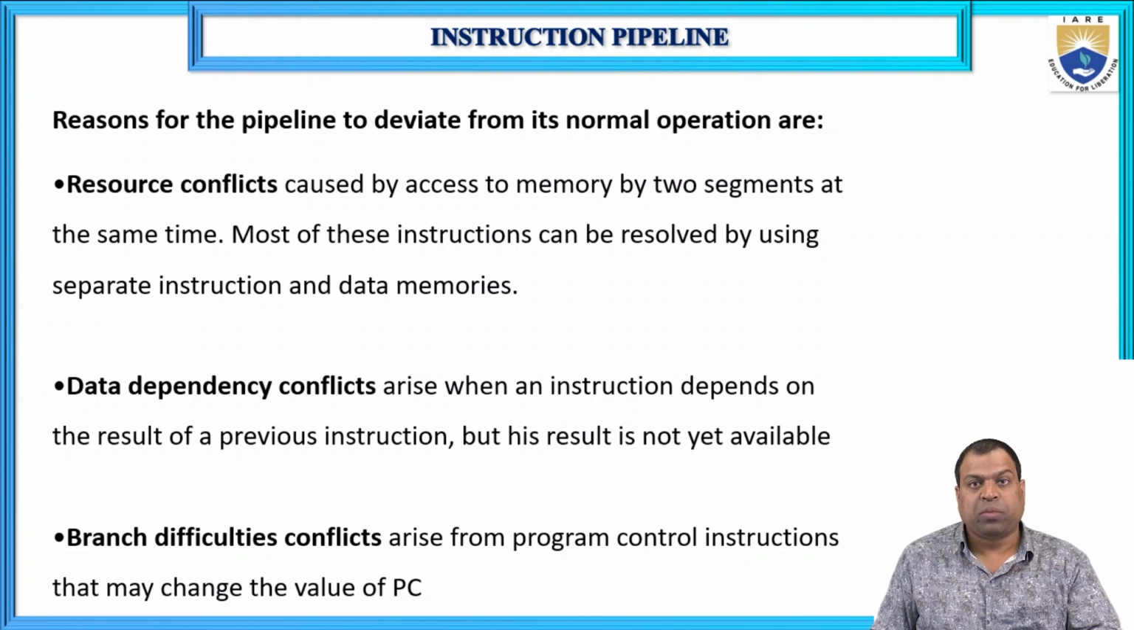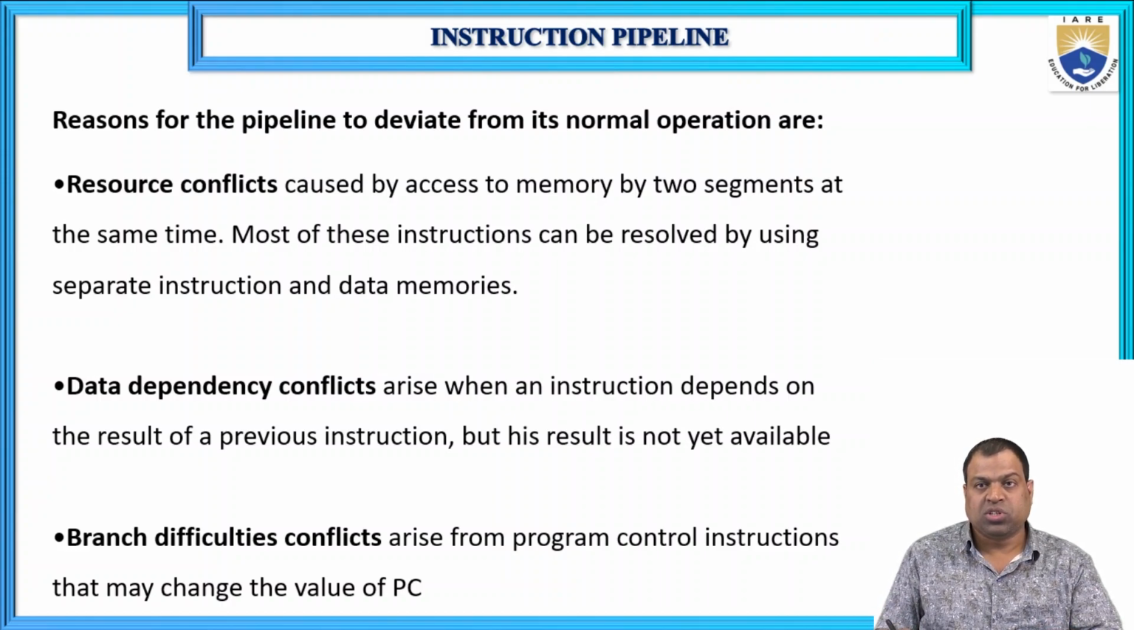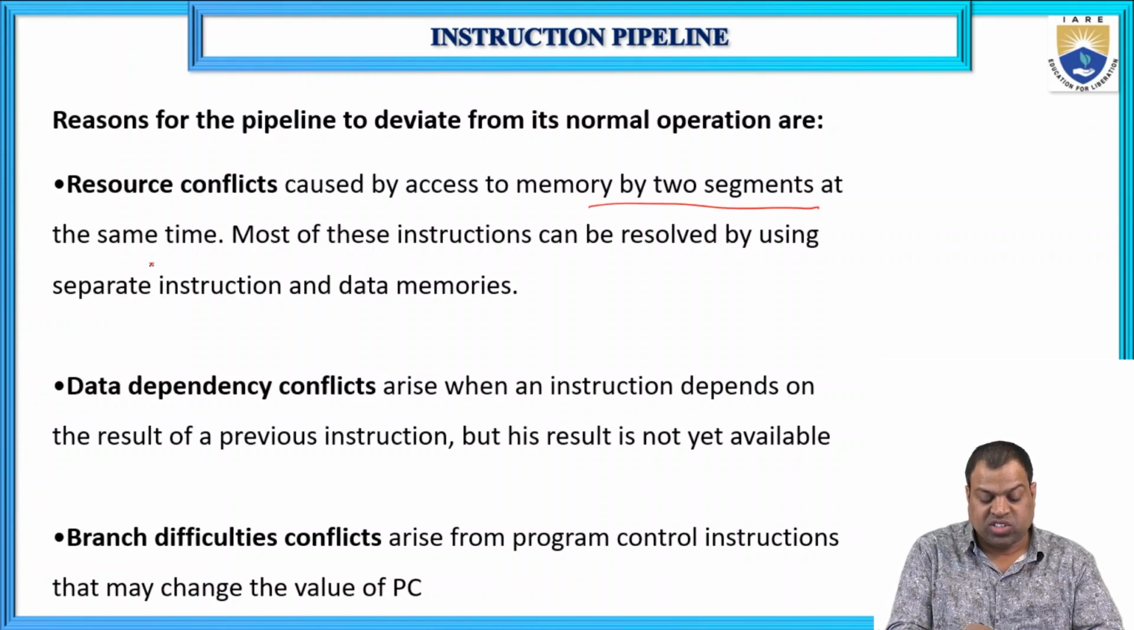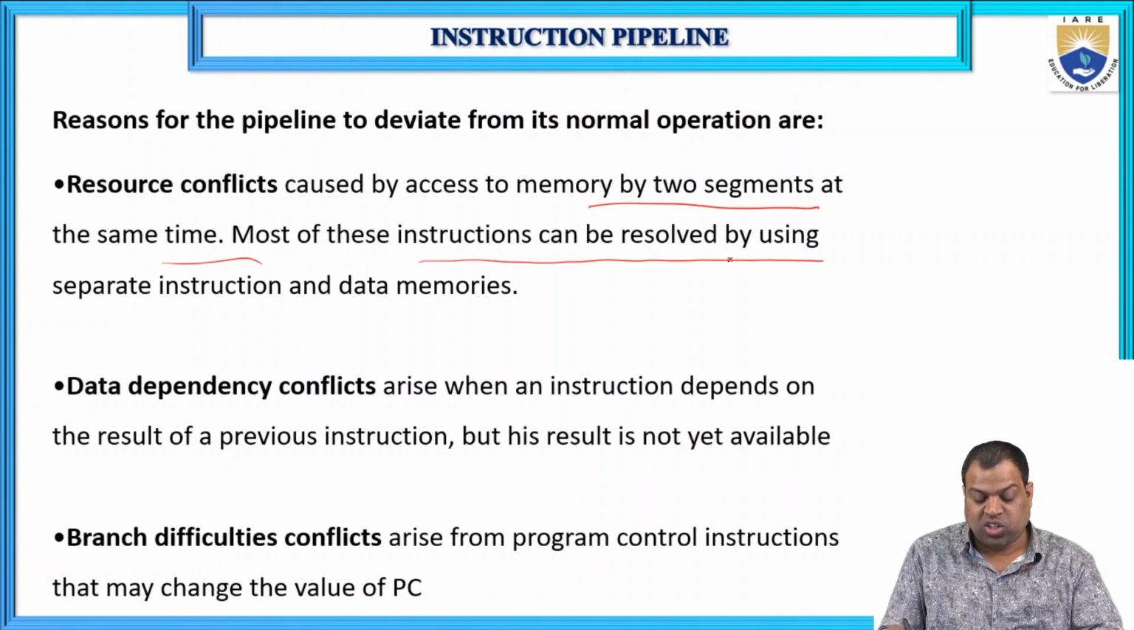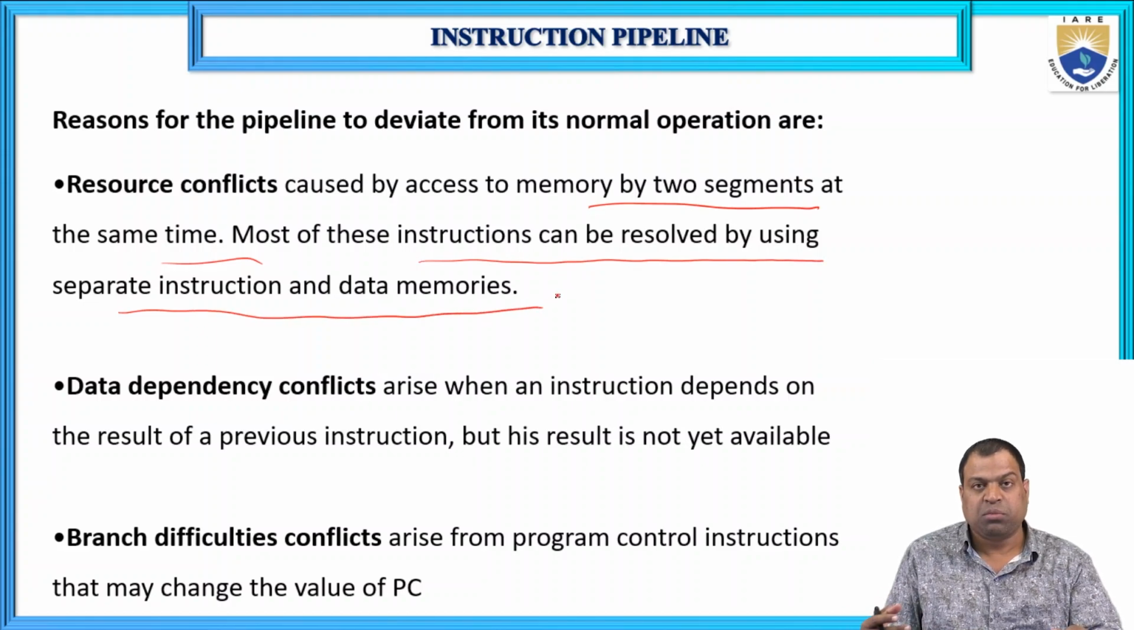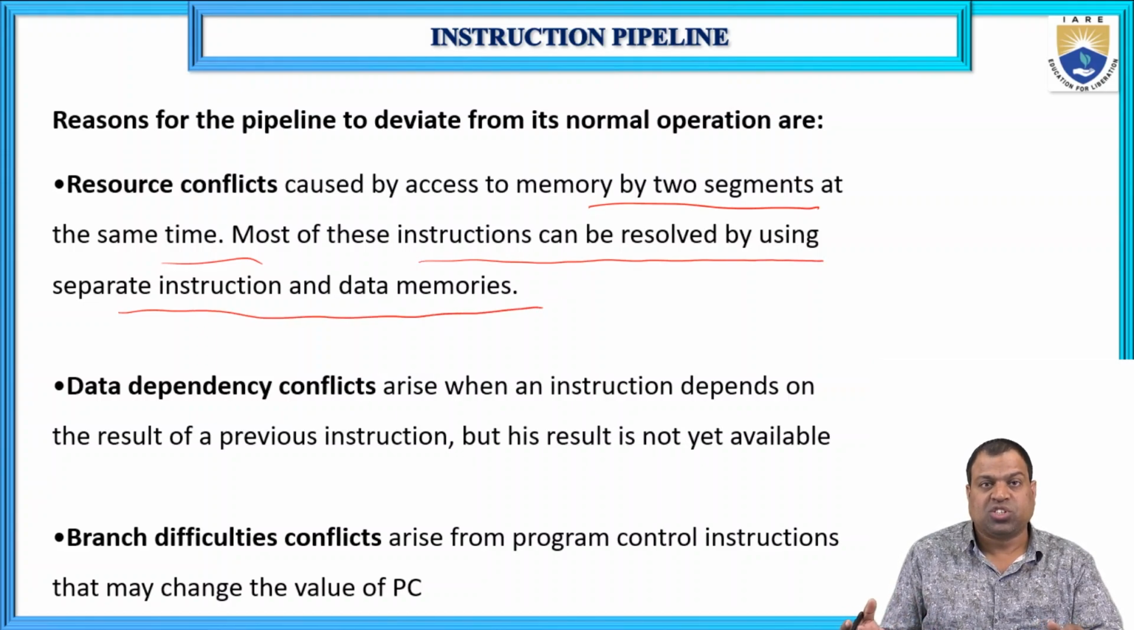So what are the reasons for pipelining to deviate from its normal operations? The first one is a resource conflict, caused by access to memory by two segments at the same time. Most of these conflicts can be resolved by using separate instruction and data memories. Here I am using 4 segments. Suppose I am accessing memory with 2 segments at the same time. Sometimes multiple instructions can be executed at a time. So for these conditions I am aiming for the resource conflicts.